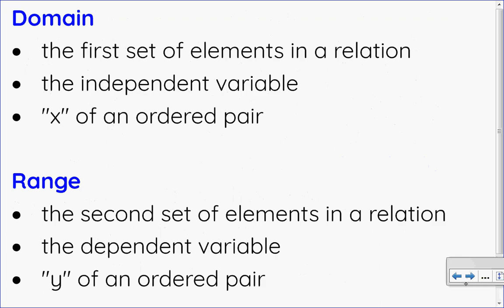Now those elements in the first and second set have a special name, and that's called domain and range. So domain is the set or the elements in the first set. It's the independent variable. If I were to graph this with coordinates, it would be the X, the first number in the ordered pair. Range is the second set of elements in a relation. It's the dependent variable. If I were to graph that with the coordinates, it would be the second number or the Y value in an ordered pair.